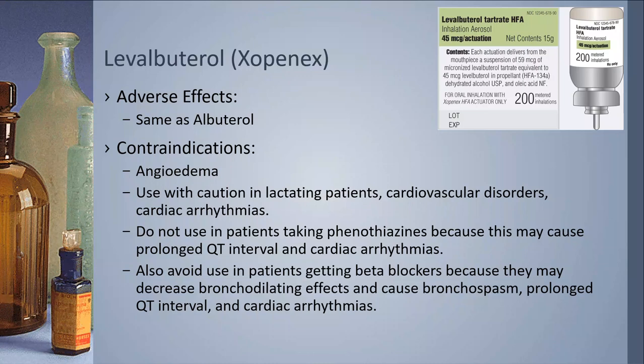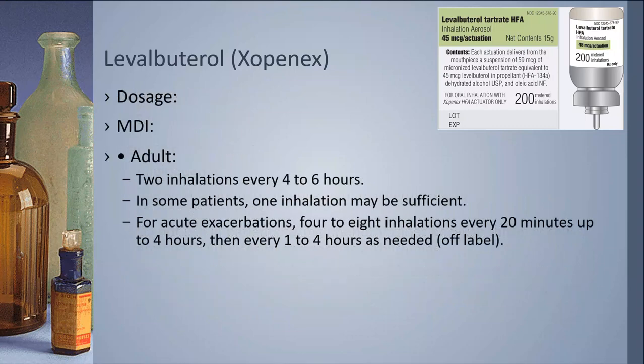As far as if your patient is getting beta blockers, you probably want to go to something else because it can actually cause some additional heart arrhythmias for that particular patient as you're doing that. Now, the thing I want to keep in mind here as far as your dosing goes is basically 2 inhalations every 4 to 6 hours if you're giving it through an MDI. But with Xopenex, again, the better way to do this is through a nebulizer.